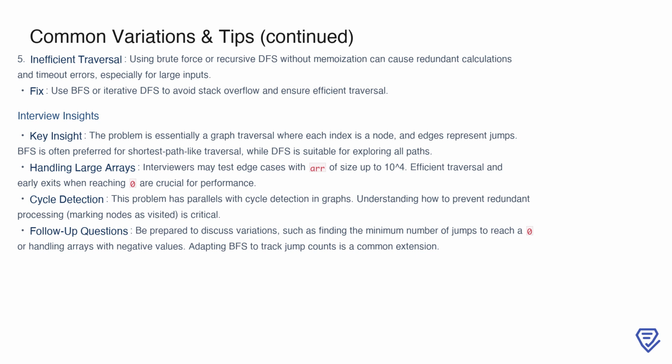Additionally, the problem has parallels to cycle detection in graphs, so marking nodes as visited is crucial to avoid redundant processing. Be prepared for follow-up questions, such as finding the minimum number of jumps to reach a 0 or handling arrays with negative values. Adapting BFS to track jump counts is a common way to extend the problem.